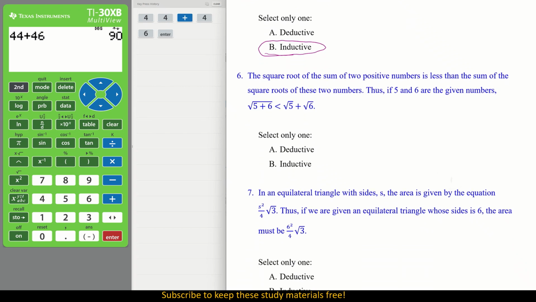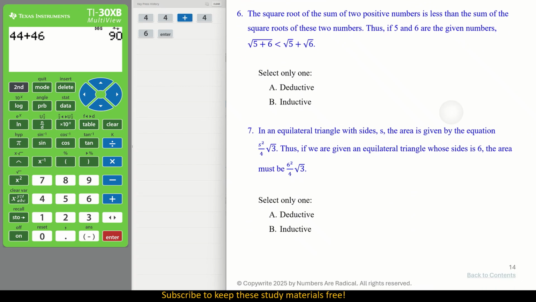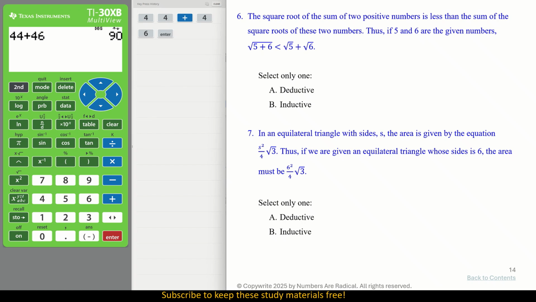Okay. Now let's go up. Okay. Number 6. The square root of the sum of two positive integers is less than the sum of the square root of these two numbers. Okay, this is what they're saying. Let's say we have x plus y, that will be less than the square root of x plus the square root of y. That is the triangle inequality formula.